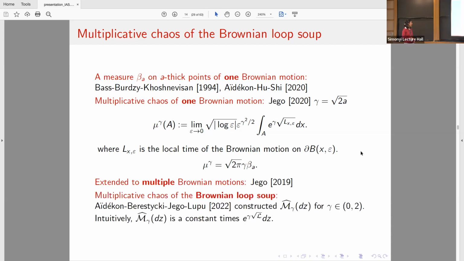And more recently, Aïdékon, Berestycki, Jego, and Lupu constructed the multiplicative chaos measure of the Brownian loop soup for any γ between 0 and 2. Intuitively, this multiplicative chaos measure should be thought of as a constant times the exponential of γ times the square root of the local time of the field. Even though it doesn't directly make sense in the continuum because the local time is an infinite field.